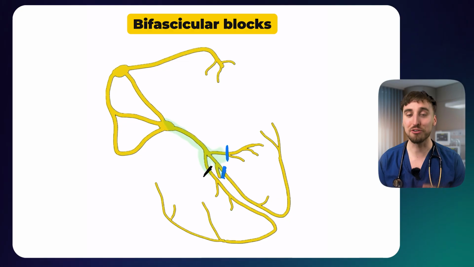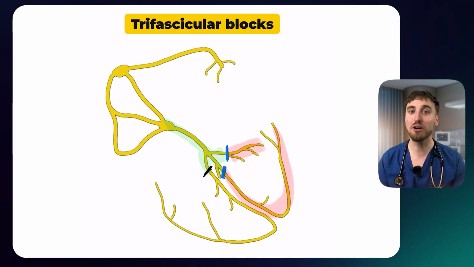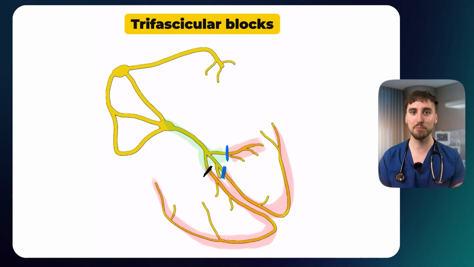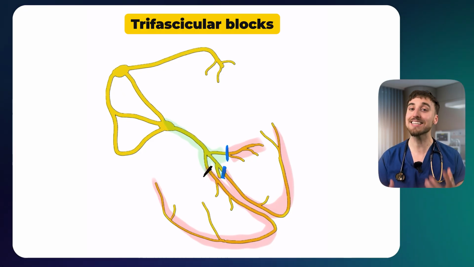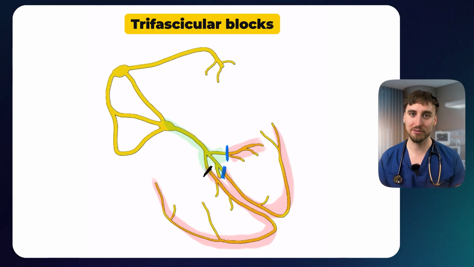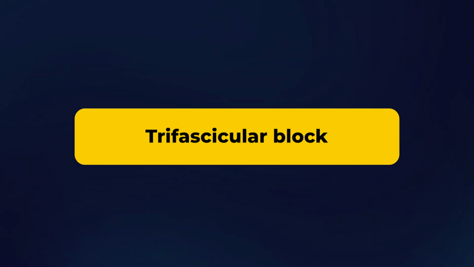What about if all 3 fascicles are affected? Well, that's a trifascicular block. Remember, this is not the same as a complete heart block. The atria and the ventricles can still communicate. It's just slower and manifests as a prolonged PR interval. A trifascicular block is a high risk of progressing to complete heart block, so may need pacing.